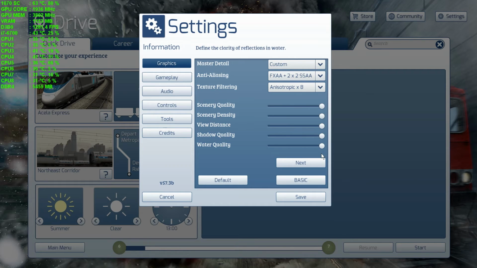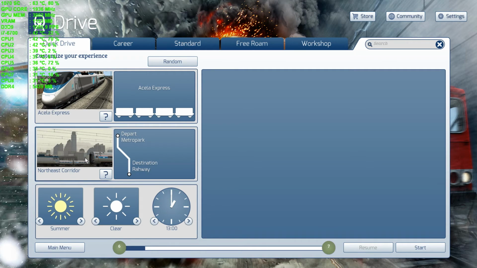So in this experiment, I'm going to leave this setting exactly as you see here. That's going to be the standard across this test, all right? So I'm going to use different routes to show you the frame rates.